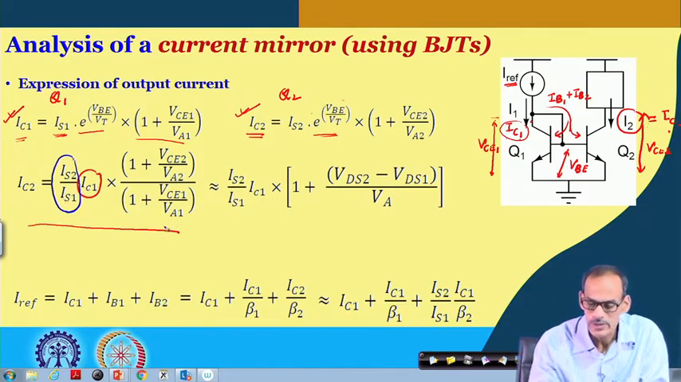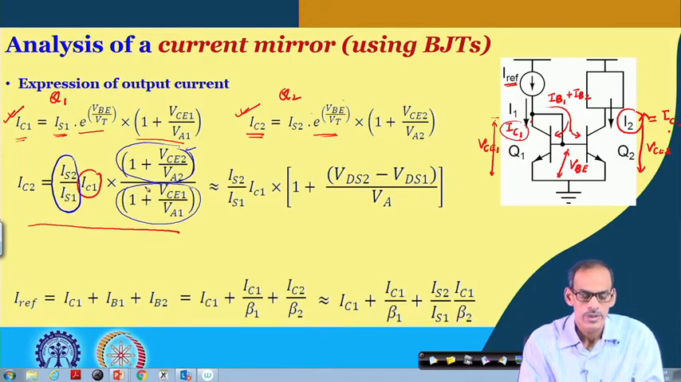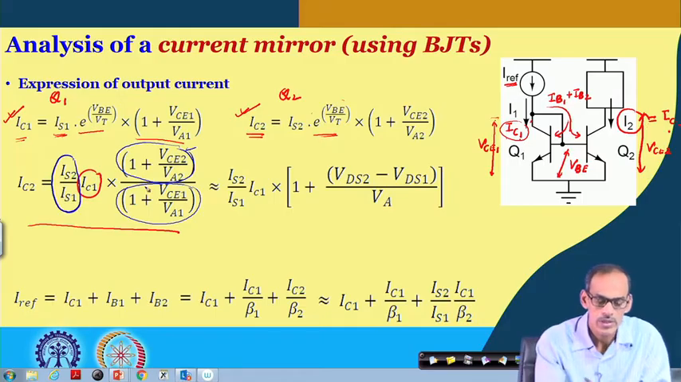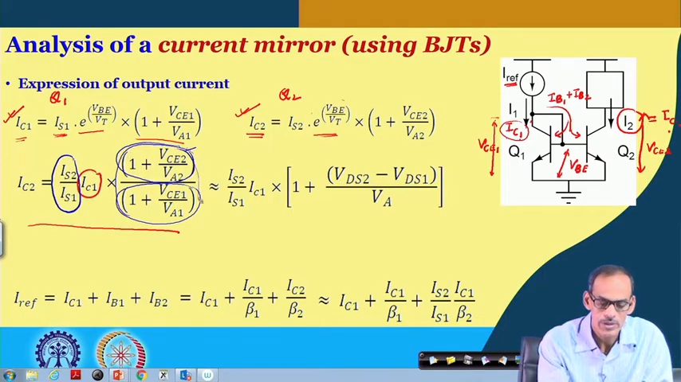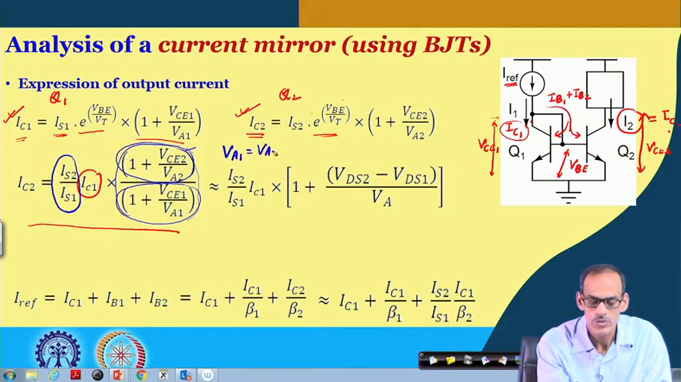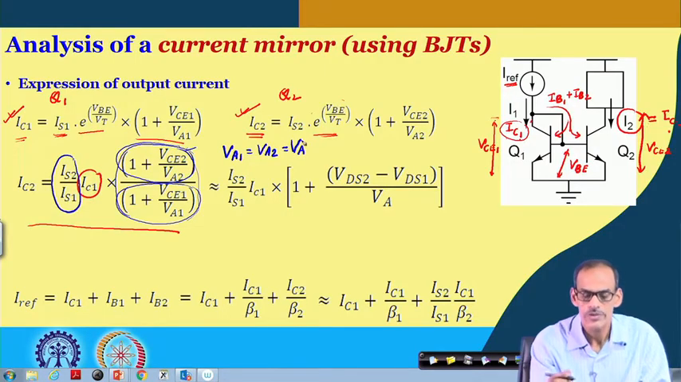And in addition to that, depending on the VCE voltage, we do have this factor in the numerator and also in the denominator. Similar to the previous current mirror, here this factor can be approximated, assuming of course that VA1 equals VA2, and if we denote that as VA, then we can write it in this form.